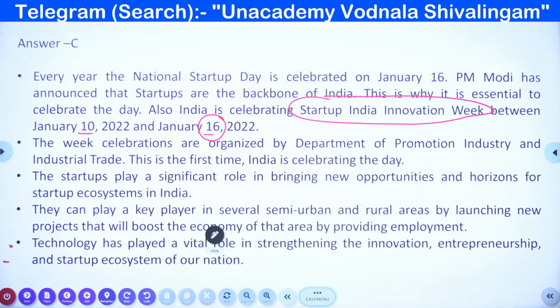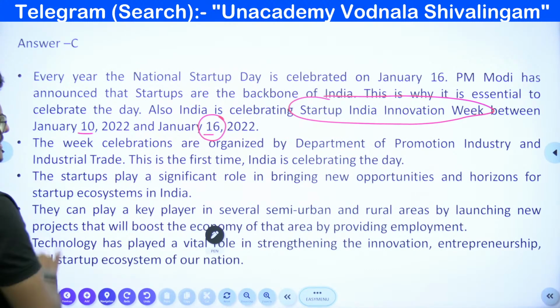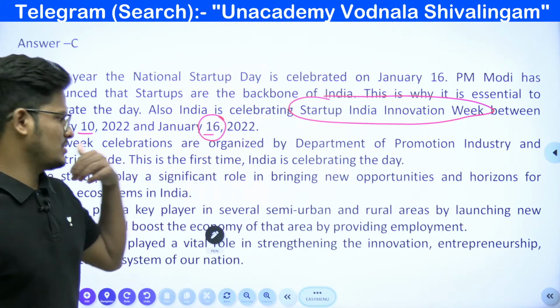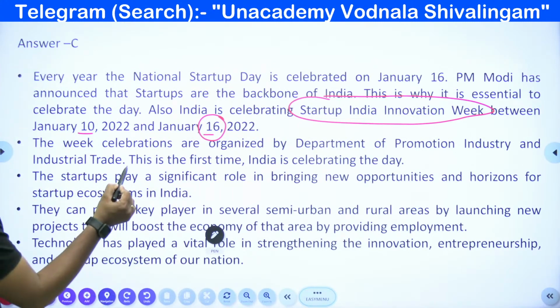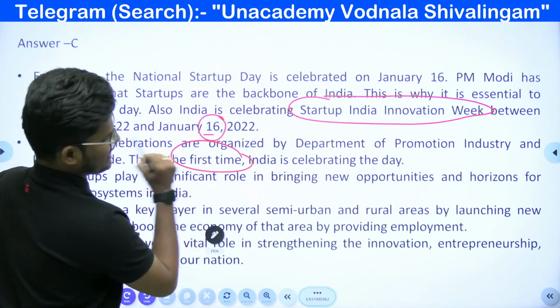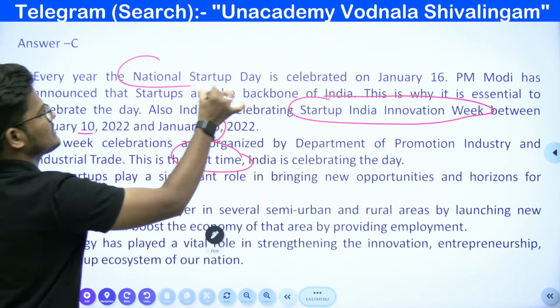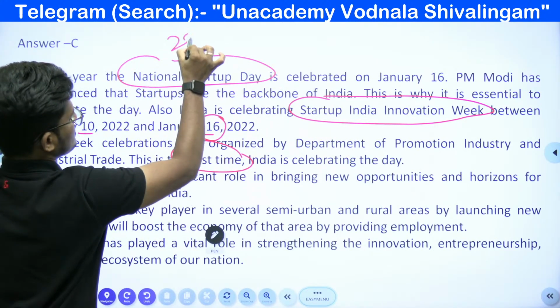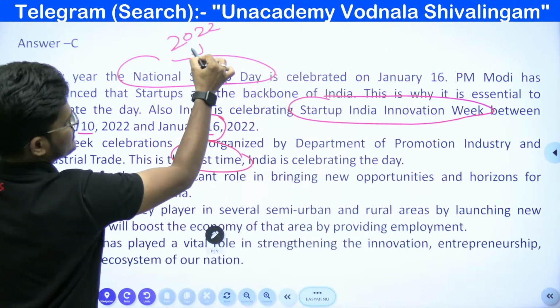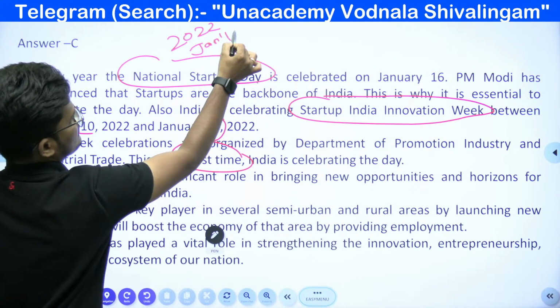The week of celebrations is organized by the Department for Promotion of Industry and Internal Trade. This is the first time India is celebrating this day as National Startup Day. From 16th January 2022 onwards we are celebrating this. Right?